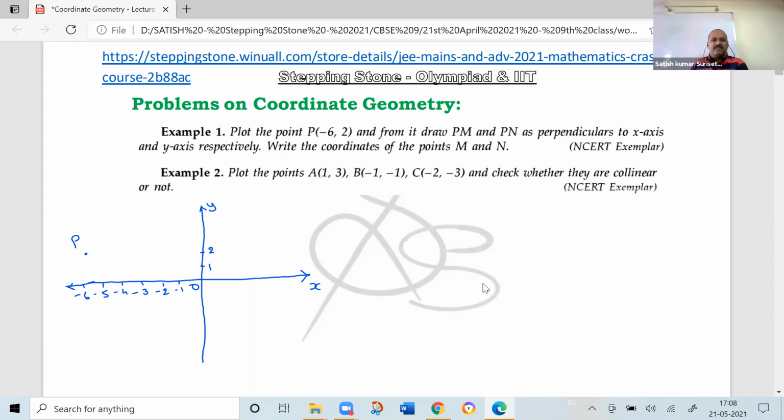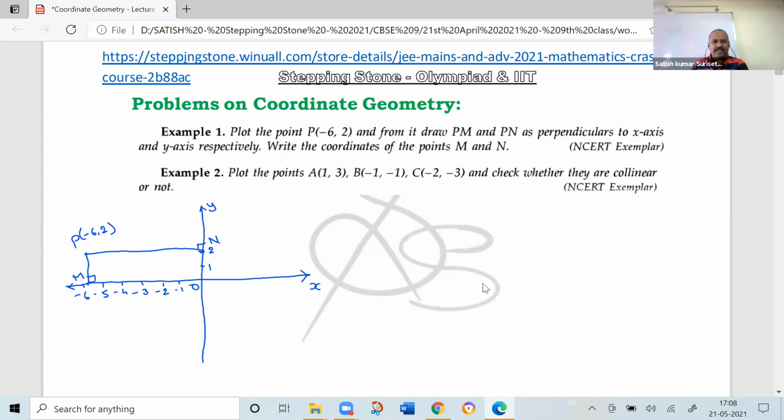Now, as per the question, what do you have to do now? You have to draw PM perpendicular to the x-axis. So PM and PN. So this is N along the y-axis and M on the x-axis.